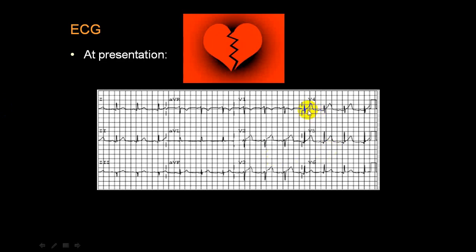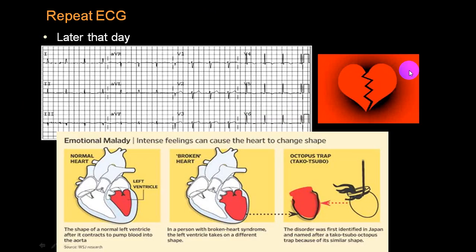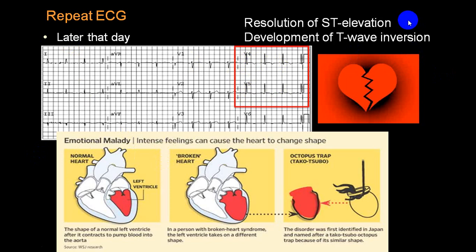Again you can see here, now this is ST elevation in a lot of leads. You can see V2, V3, V4, V5, V6 ST segment elevation, and this is most commonly seen in precordial leads. As it starts healing, ST segment becomes isoelectric and T wave is inverted. You can see ST segment has become isoelectric and T wave is inverted, and this is characteristic of a Takotsubo.